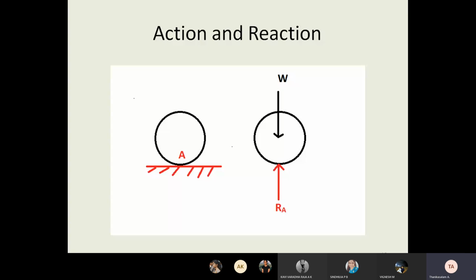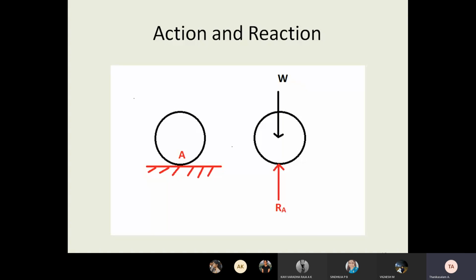So there is a contact. That contact point I take as A. The ball is the action on the surface, so the surface is reacting. The chair is the action, the floor is the reaction, like that.